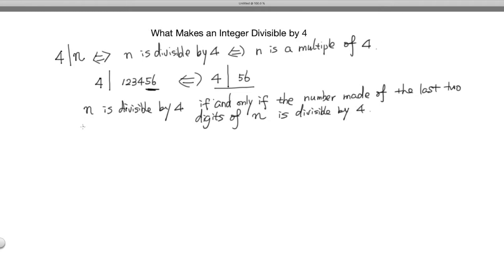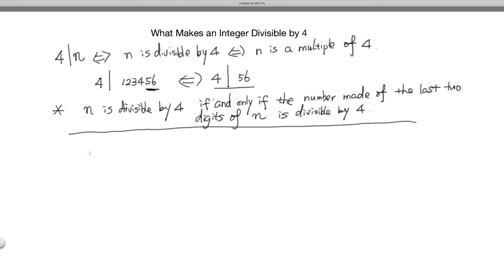What is this property used for? It is clear, right? Instead of checking the original number, which could be very large, you only need to check the last two digits of that number. So this is a useful property. In this mini lecture, we're going to show why this is true.